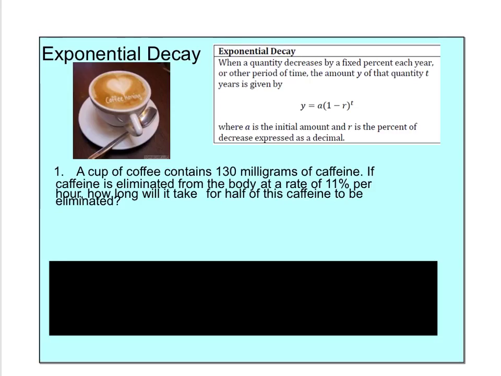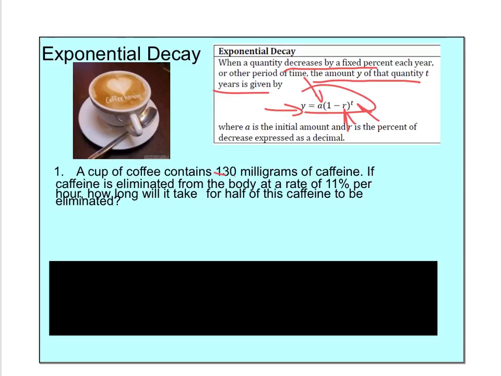So exponential decay is when a quantity decreases by a fixed percent each year, and the amount y of that quantity at time t is given by this function. So you take your initial starting amount, I'm sorry, back up. That's not your initial starting amount. This is your initial starting amount. 1 minus your rate, raised to time, gives you the current amount.